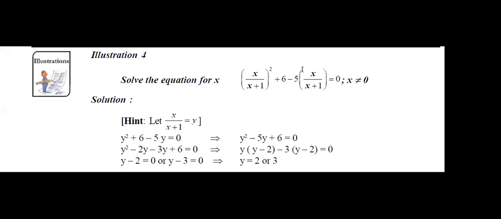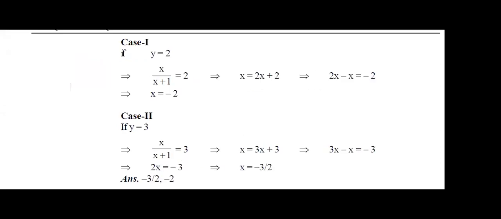So if you equate both the equations, when x by x plus 1 is 2 and x by x plus 1 is 3, then I can find the values, which are minus 2 and minus 3 by 2. So the answer is minus 2 and minus 3 by 2.